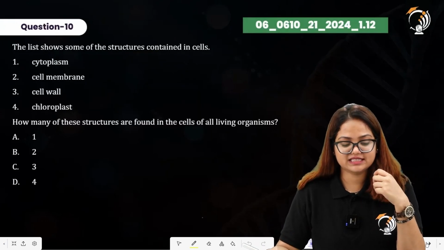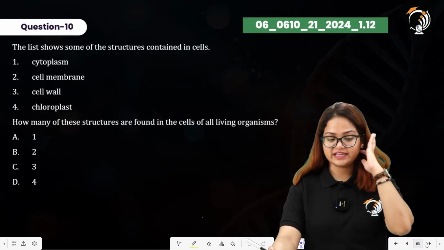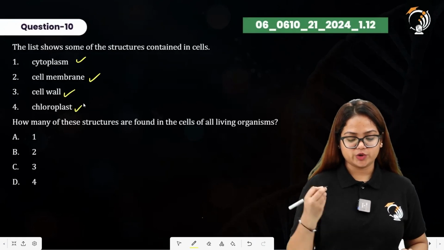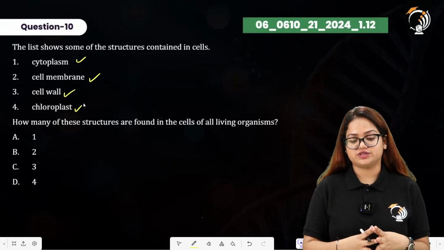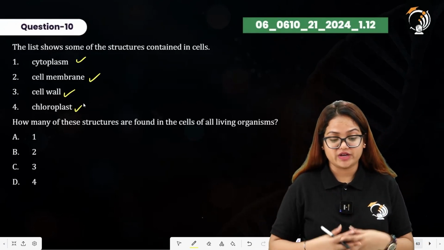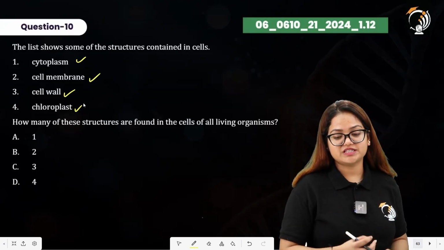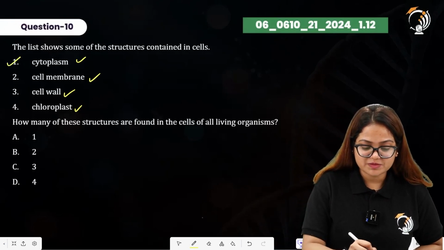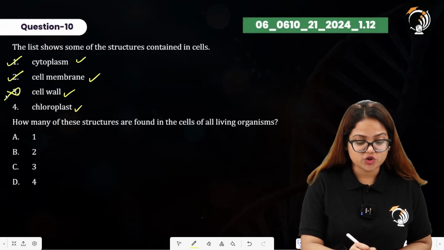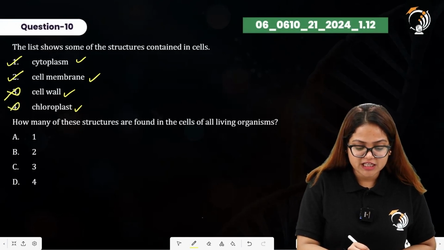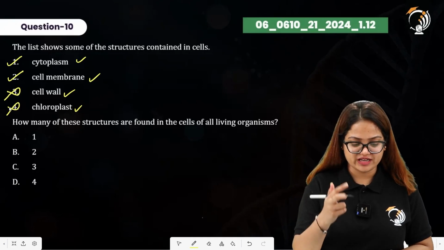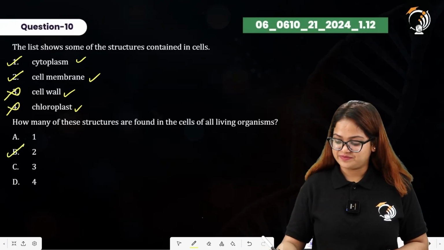Moving to question number 10 that says the list shows some of the structures contained in cells. So we have the cell structures here: cytoplasm, cell membrane, cell wall, chloroplast. How many of these structures are found in cells of all living organisms? We are going to select those structures that are present in all living organisms. Cytoplasm is there? Yes. Cell membrane is there? Yes. Cell wall is not present in animal cell. Chloroplast will be present in only those plant cells that photosynthesize. So we have 1 and 2. Option B is the right answer.